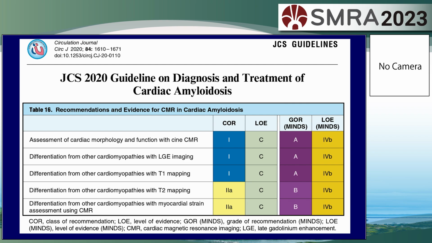So because of the usefulness of the LGE and T1 mapping, the JCS 2020 guideline strongly recommends the use of LGE and T1 mapping in patients with suspected amyloidosis.